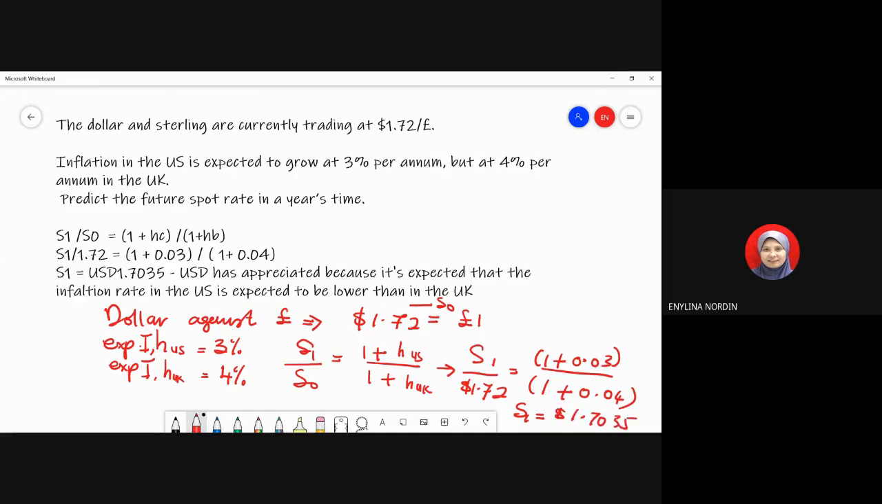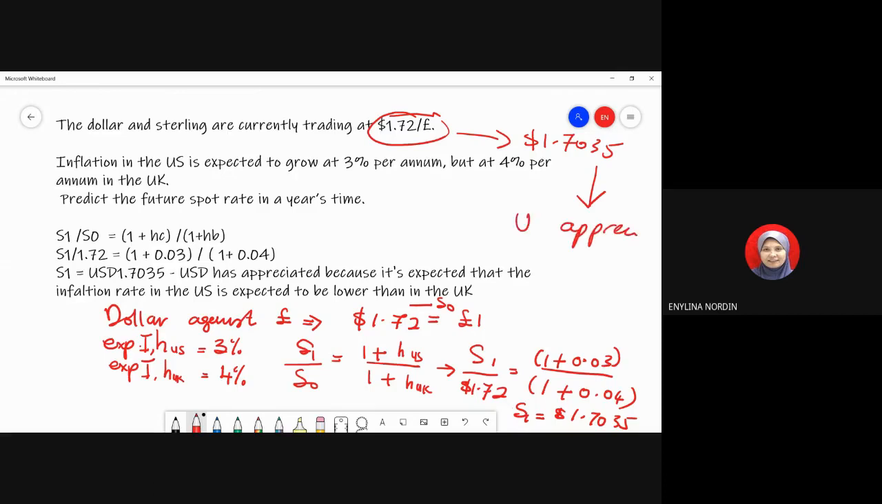1.703. So you can see that the US dollar currently is 1.72. Now you expect this currency to be 1.7035. So that means this currency is going to be appreciated.